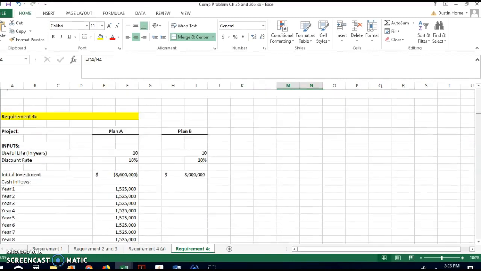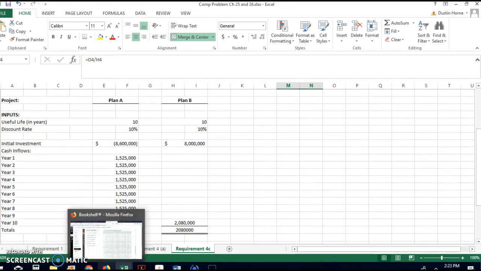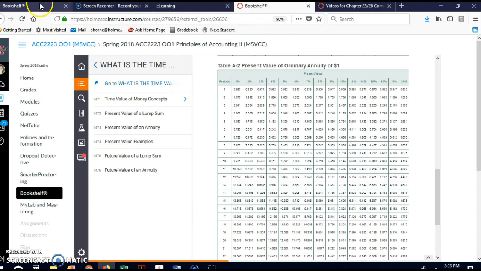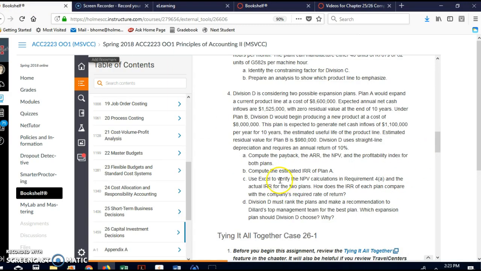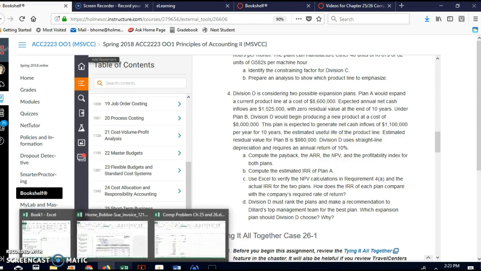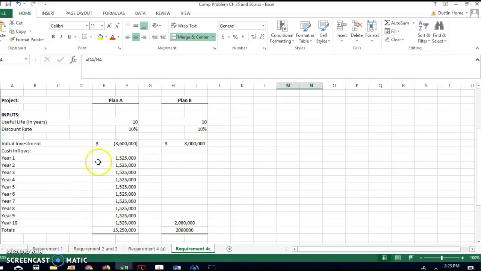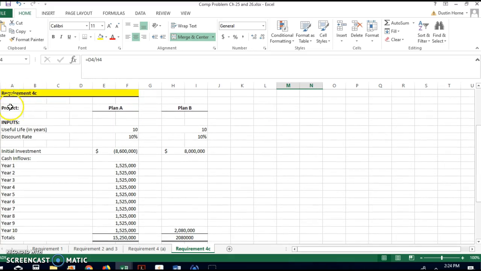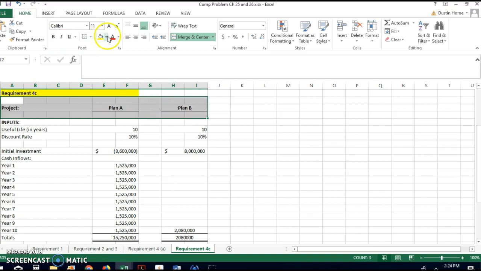Now, requirement 4C, let's look at it. Use Excel to verify the net present value calculations in requirement 4A and the actual internal rate of return for the two plans. How does the IRR of each plan compare with the company's required rate of return? We want a required rate of return of 10%, so we're comparing it to that number. I have set this up for you, and this will make it a lot easier. We're comparing Plan A and Plan B here.